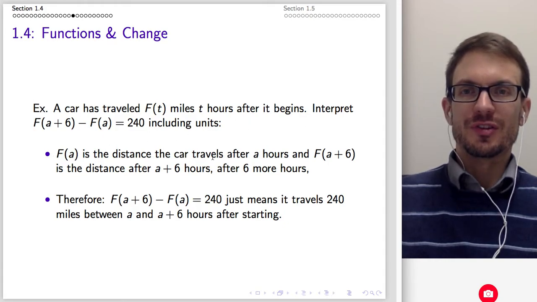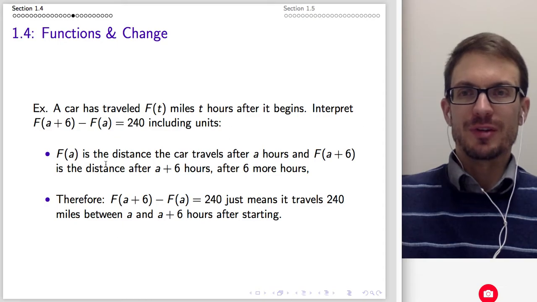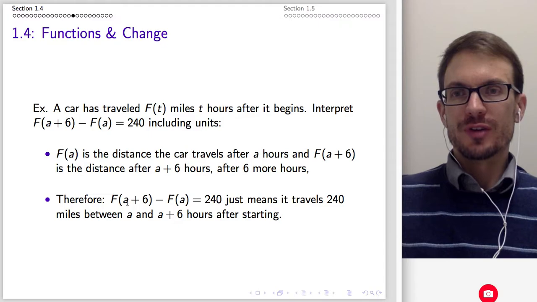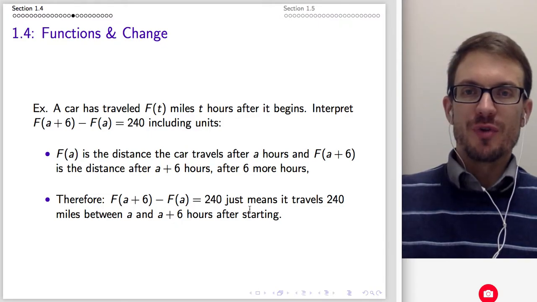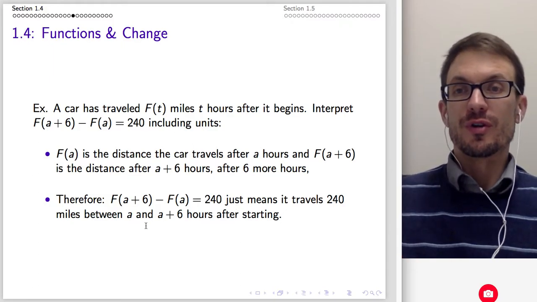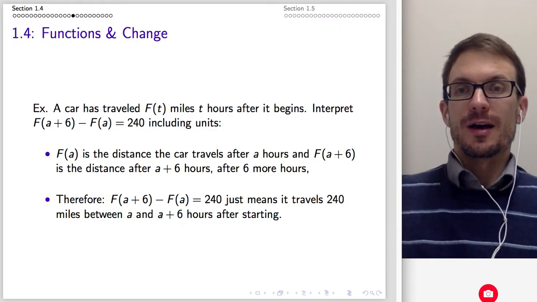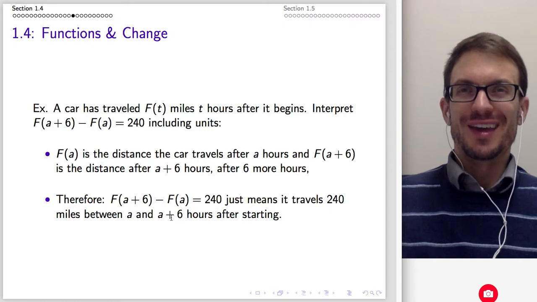f of a is the distance the car travels after 8 hours. f of a plus 6 is the distance after 8 plus 6 hours, or after 6 more hours. Therefore, f of a plus 6 minus f of a equals 240 just means the car travels 240 miles between the 8th and 8th plus 6 hours after starting.